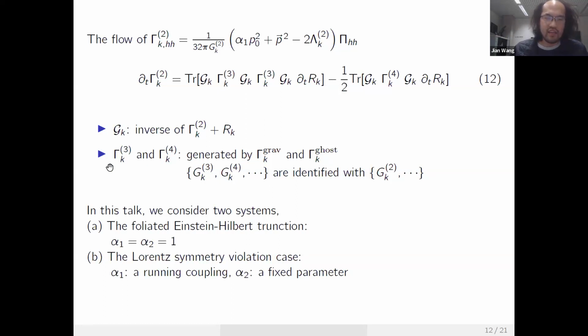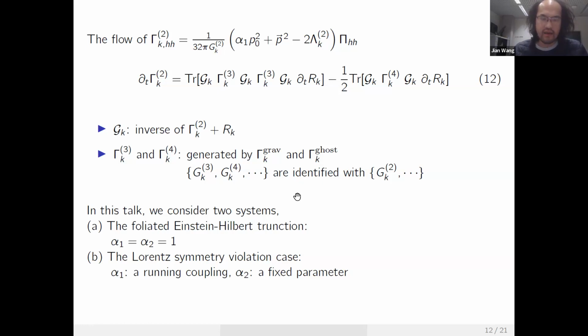In addition, the 3-point and 4-point functions have their own avatars for the couplings G3 and G4, also lambda 3, lambda 4, and so on. In order to close the system, in this talk we will identify G3 and G4 with G2. So that's our setup.